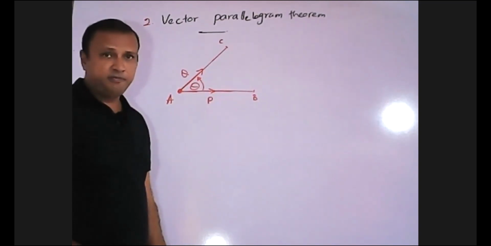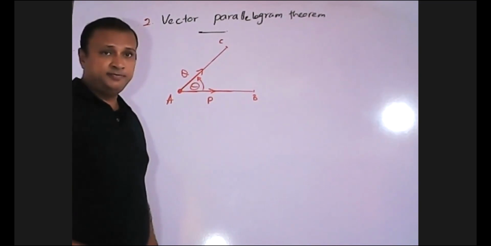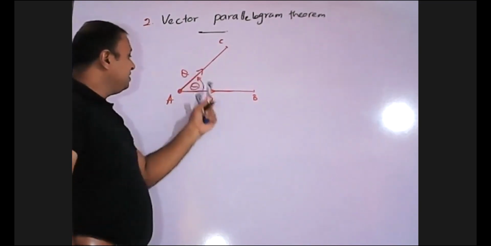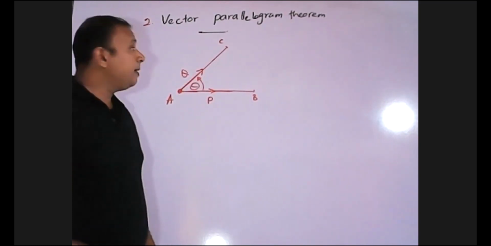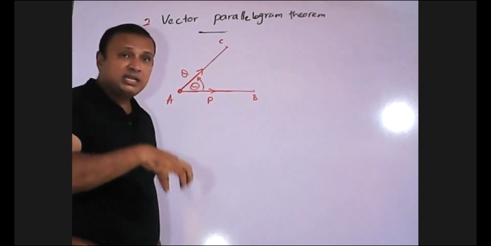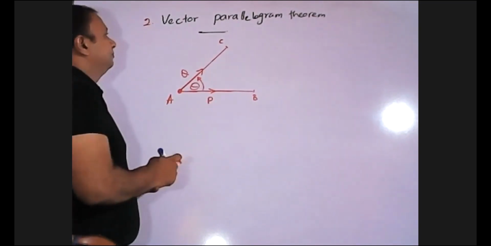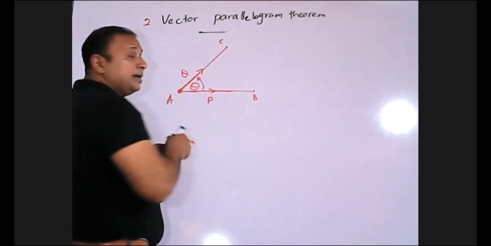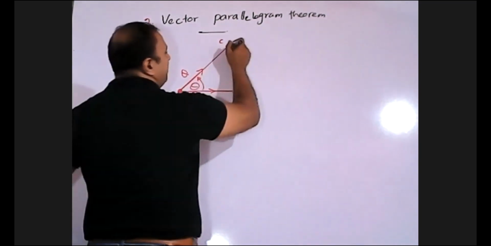My second step is, now I am going to complete a parallelogram using these two sides. Suppose these two sides are two adjacent sides of a parallelogram. Assuming that I can complete this parallelogram, this is my second step: completing the parallelogram.